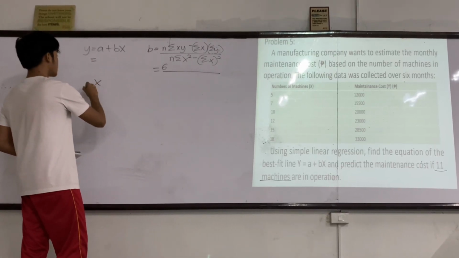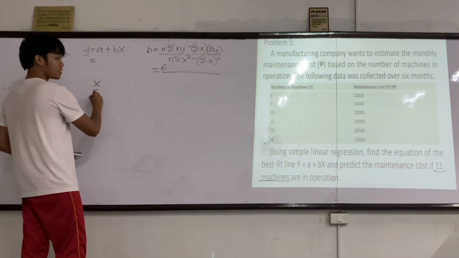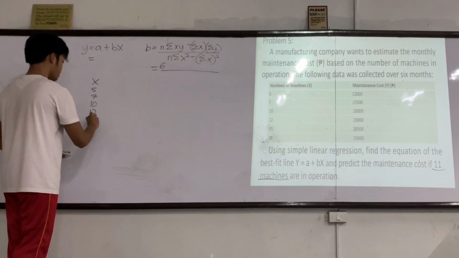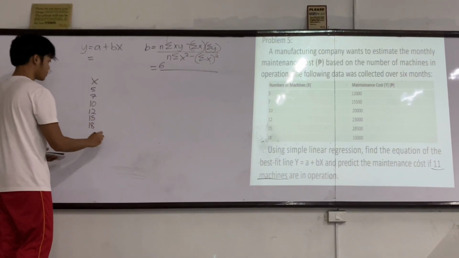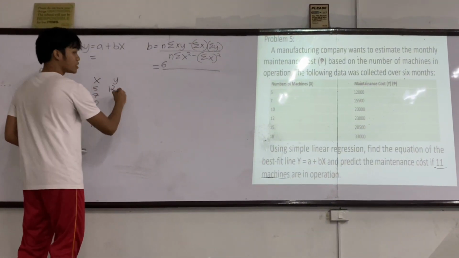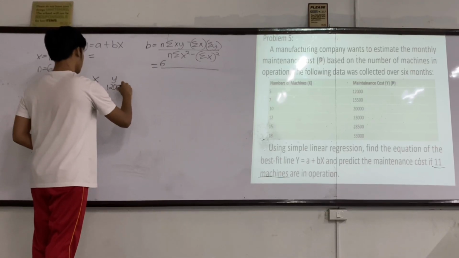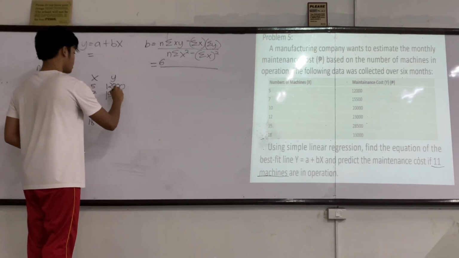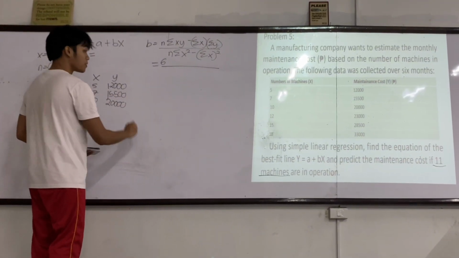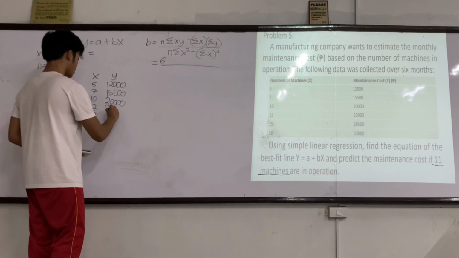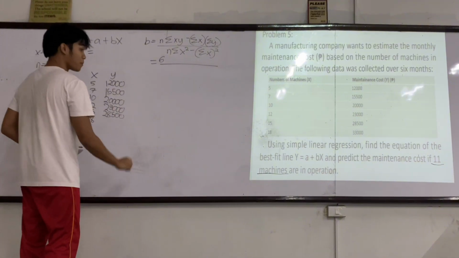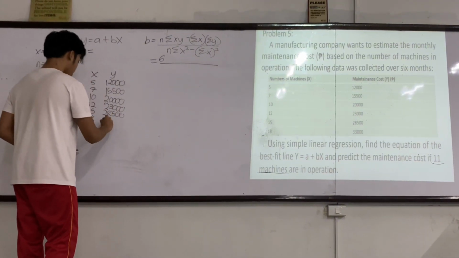Let's first input the values of x: 5, 7, 10, 12, 15, and 18. Now, also write the values of y: 1,000 and 12,000, 15,500, and 20,000, 23,000, 28,500, and lastly 33,000.